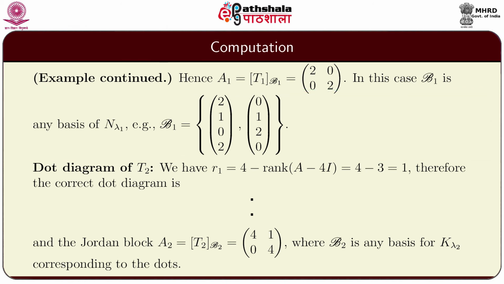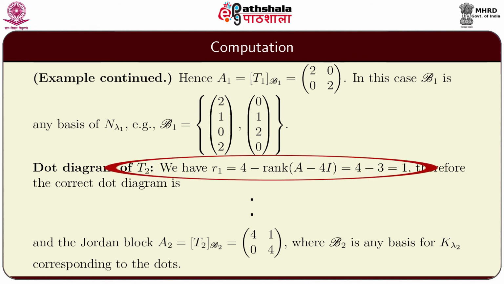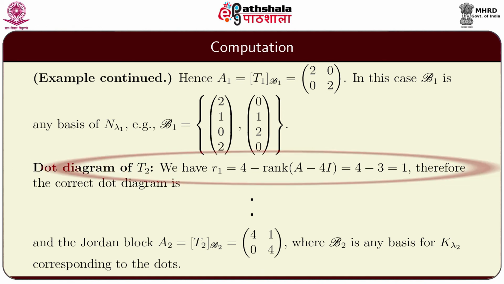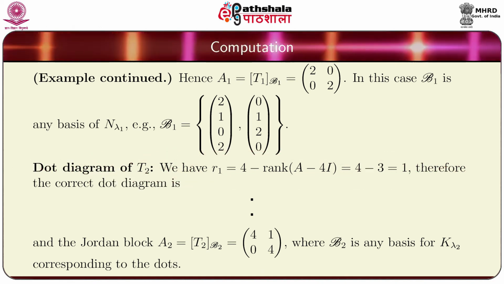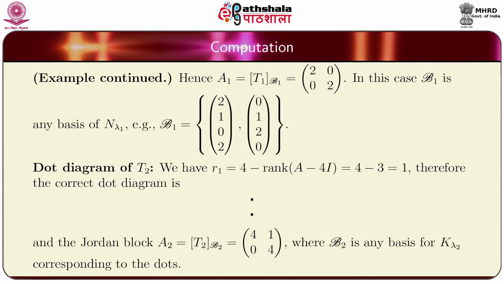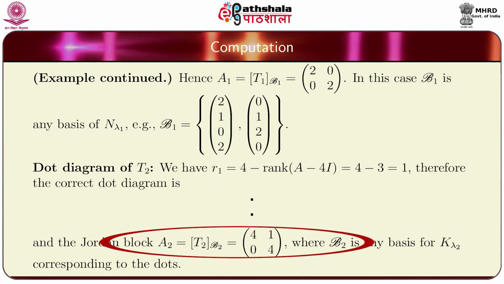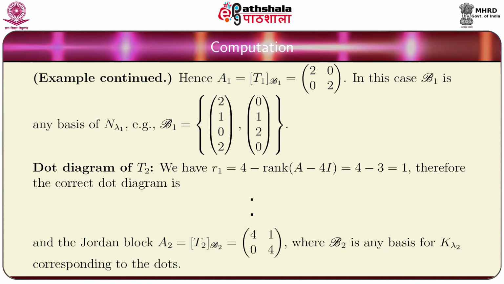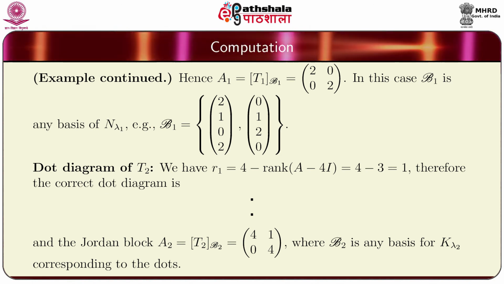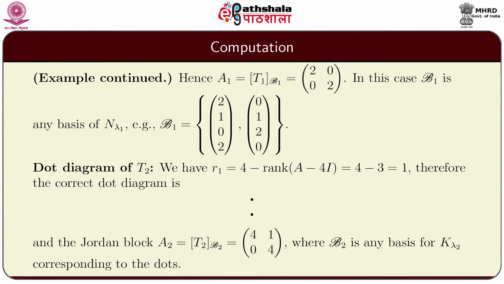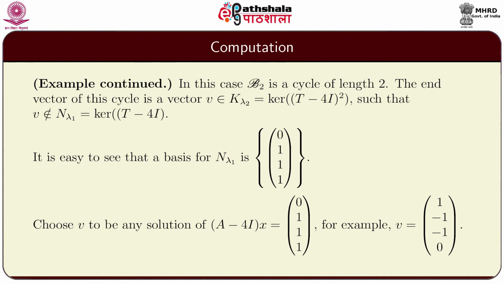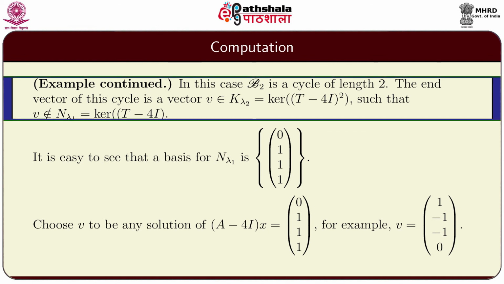And the dot diagram of T2, we have R1 is 4 minus rank of (A - 4I), that is 4 minus 3, that is 1. Therefore, the correct dot diagram is 1 2-cycle, and the Jordan block A2, that is the matrix representation of the operator T2 with respect to the basis B2, is this Jordan block [4 1; 0 4], where B2 is any basis for K lambda 2 corresponding to the dots. In this case, B2 is a cycle of length 2.